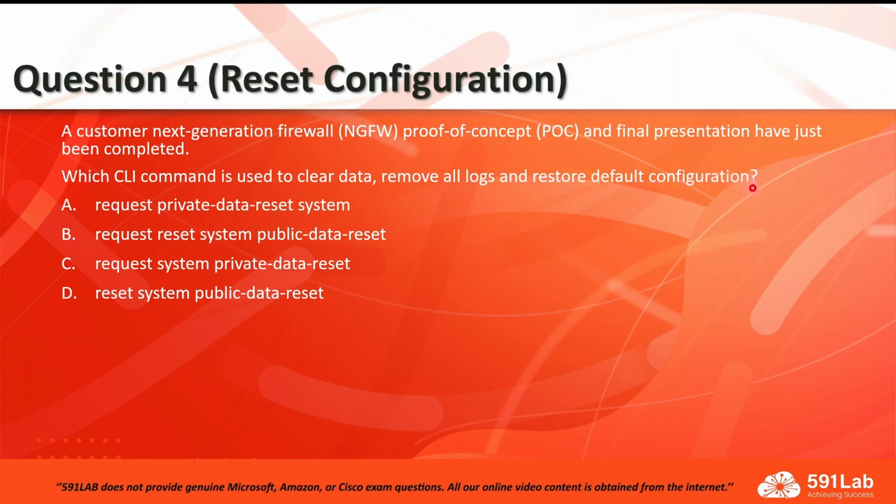The options are as follows. A. Request private data reset system. B. Request reset system public data reset. C. Request system private data reset. Or D. Reset system public data reset. From those options, we need to find the correct command to reset the Palo Alto configurations.